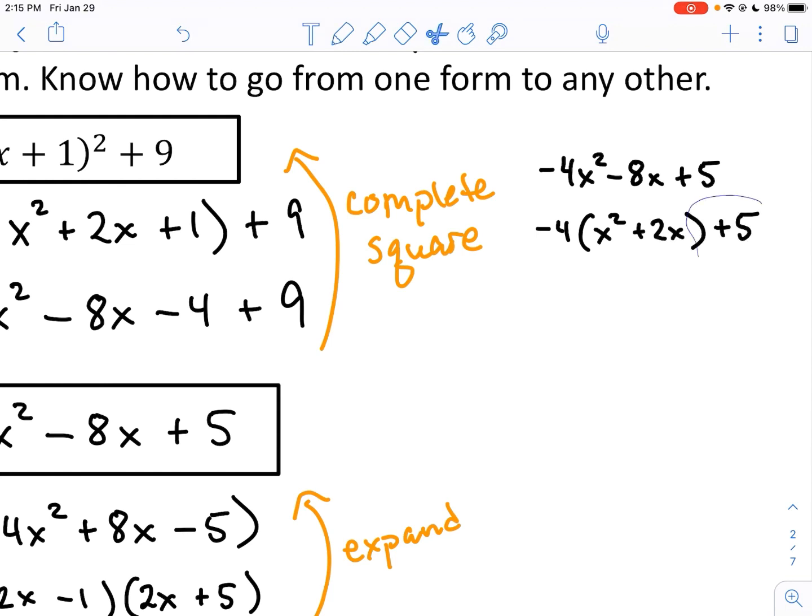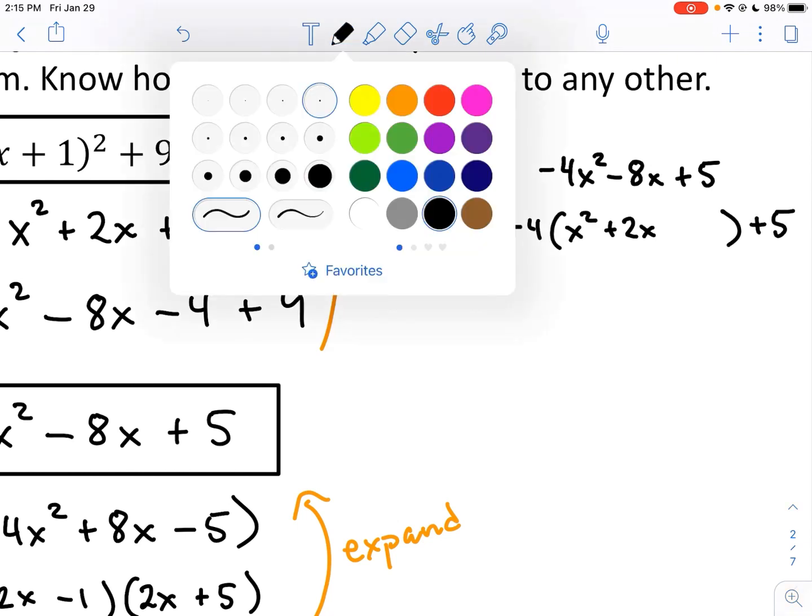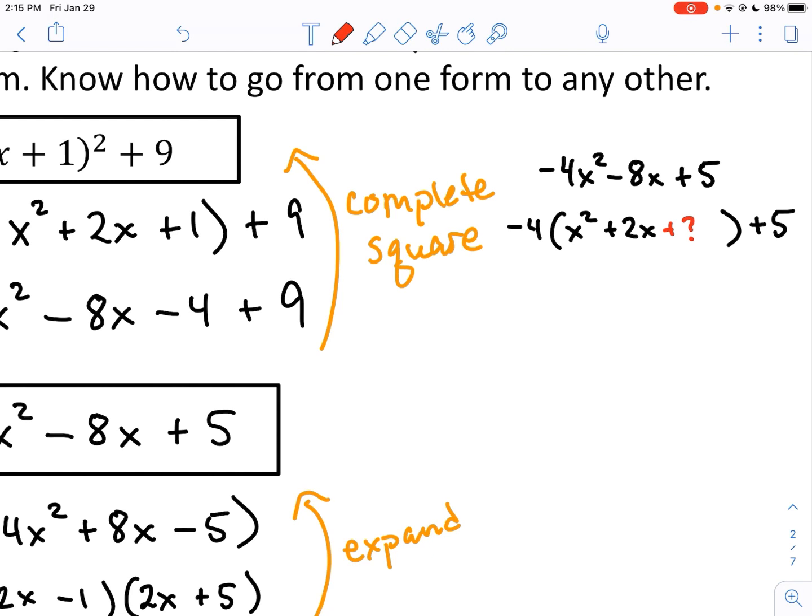Now what you want to do is you want to create a little bit of space. You want to do what's called completing the square, and you want to figure out what number is needed right here so that this factors into a perfect square.